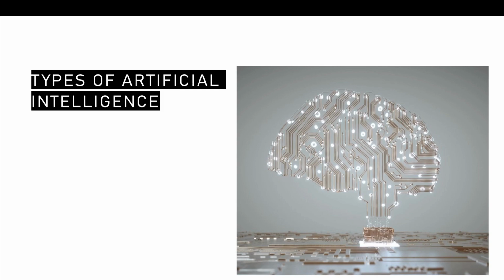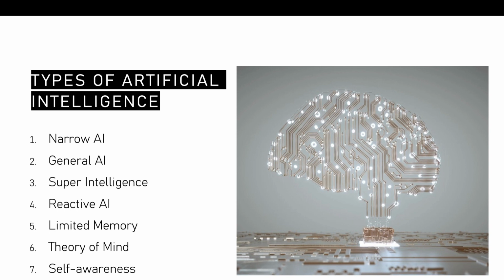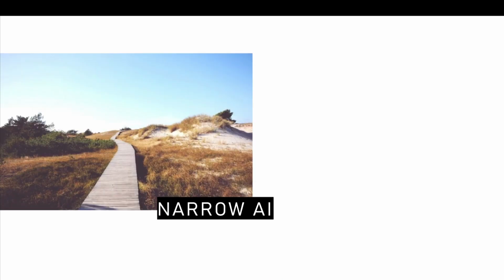Let's discuss the types of artificial intelligence. We have 7 types of artificial intelligence and we will discuss them one by one. First we have narrow AI, then general AI, then super intelligence, then reactive AI, then limited memory, then theory of mind, and the last one is self-awareness. So the first one we have is narrow AI.